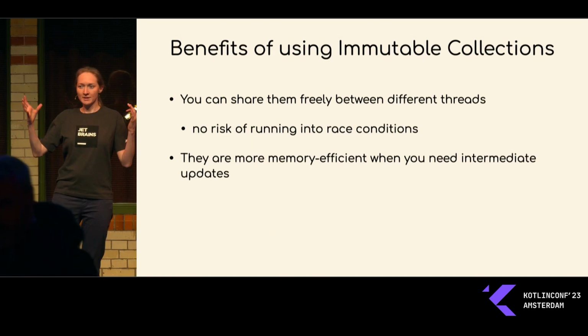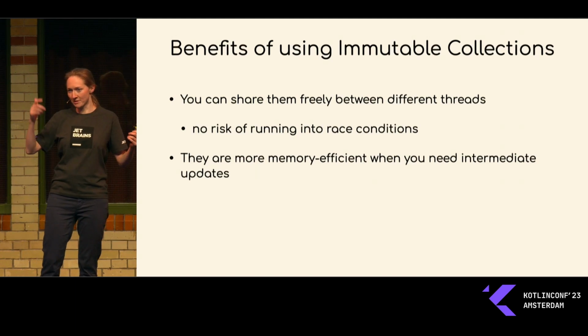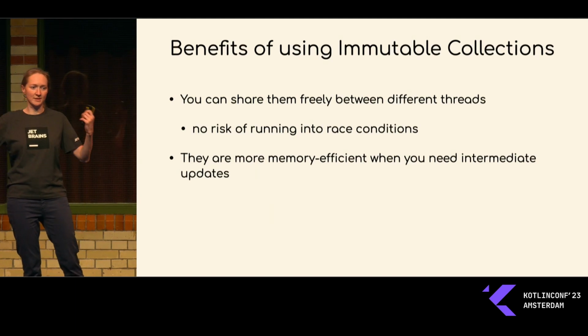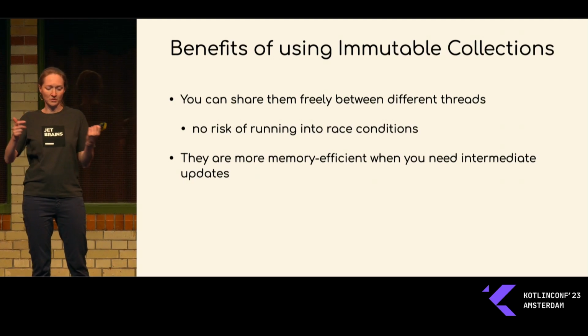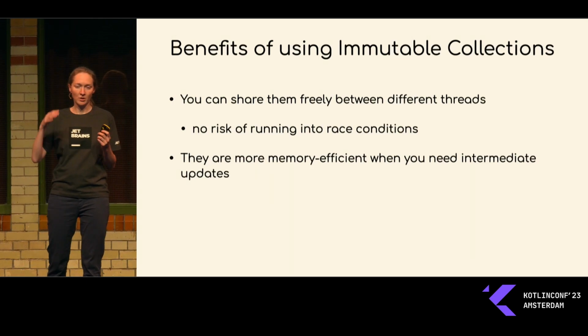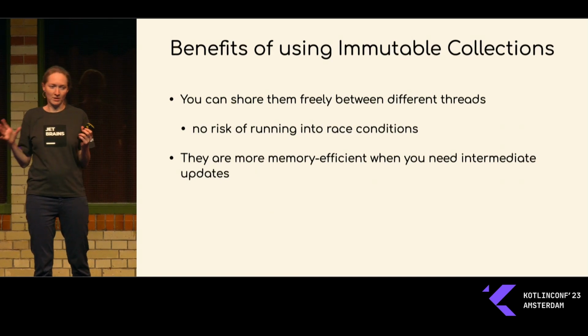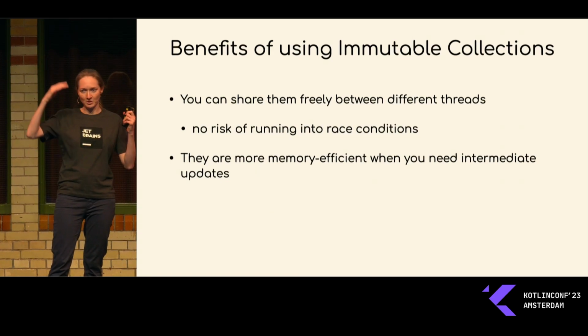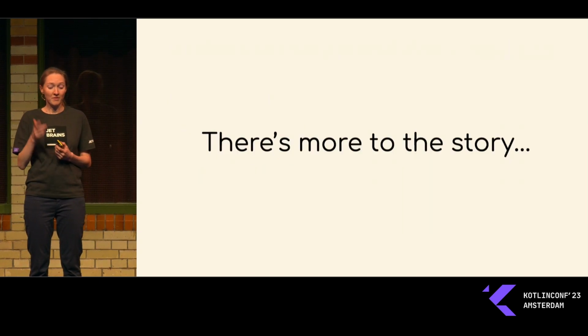In general, when we're talking about truly immutable collections, it's safe to use them. It's safe to use them in concurrent applications. It's safe to share them between threads, between different coroutines, with no risk of running into race conditions. And they are more memory efficient when you really need intermediate updates. Like in our case, it's probably not that important, but still, it would be a bit better. However, there is more to the story.